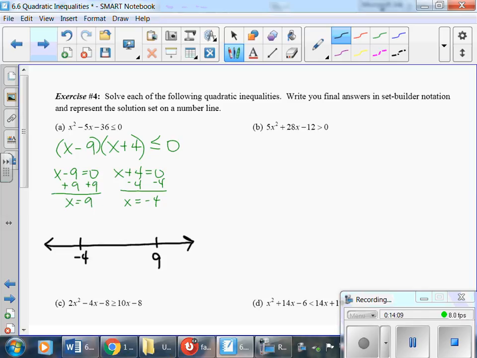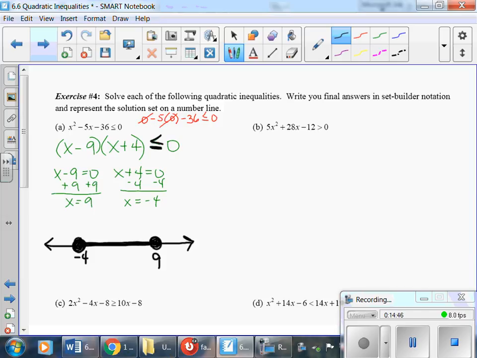Now again, because I have this equal sign here, it's less than or equal to, I know that I'm going to have closed circles sitting at my zeros. So I know it has to be less than. It just so happens that 0 falls in the middle here, so I'm going to test my 0. 0 squared minus 5 times 0 minus 36: is that less than or equal to 0? This goes to 0, this goes to 0, and negative 36 is less than 0. So I know that it's going to be between them.